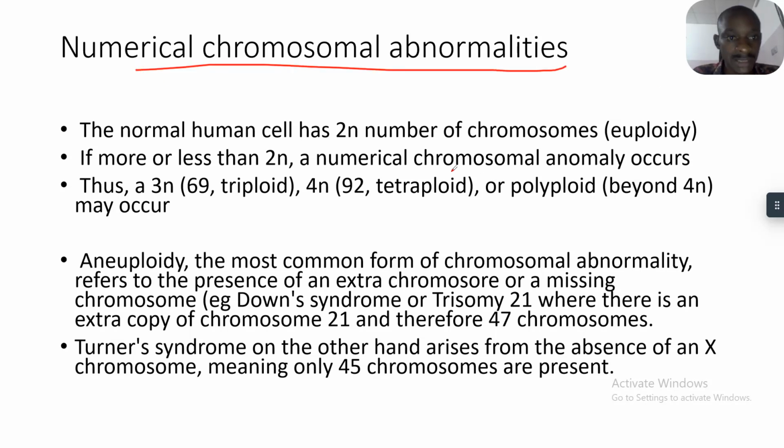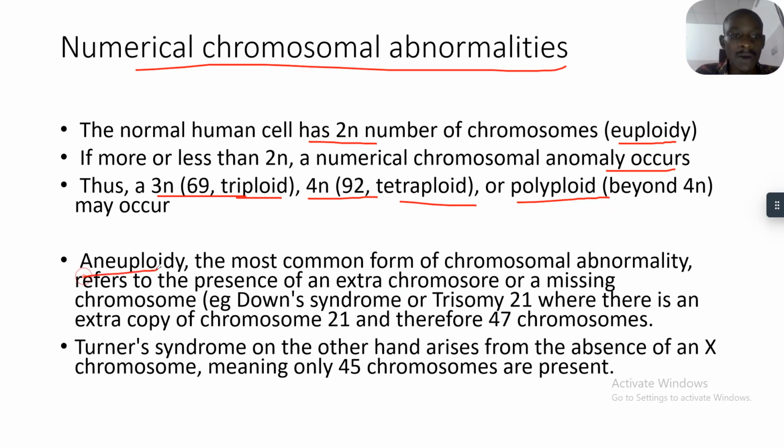Numerical chromosomal abnormalities. We say that the human cell normally has 2n number of chromosomes. That's euploidy. If more or less than 2n occurs, that's a numerical chromosomal abnormality. When you have 3n, that's 69 chromosomes, since one set is 23 and the normal is 46. That's triploidy. If you have 4n, you have tetraploidy. Then polyploidy is beyond 4n.